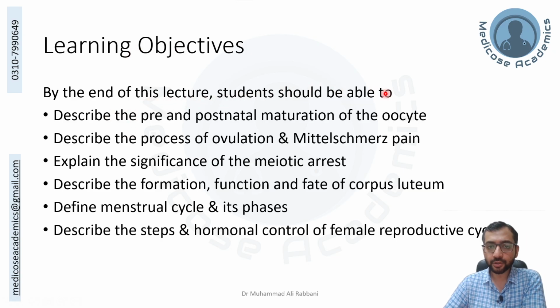By the end of this lecture, the student should be able to describe the pre and post natal maturation of the oocyte, describe the process of ovulation and Mittelschmerz, explain the significance of meiotic arrest, describe the formation, function, and fate of the corpus luteum, define the menstrual cycle and its phases, and describe the steps and hormonal control of the female reproductive cycle. If I have not mentioned previously, I'm borrowing these learning objectives from the UHS curriculum, so I'm confident that each of these things is covered.